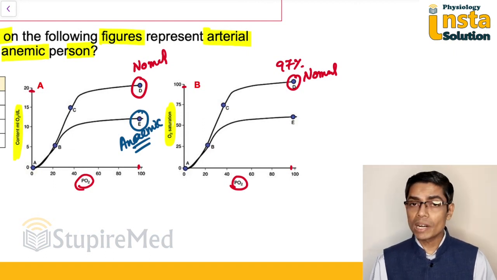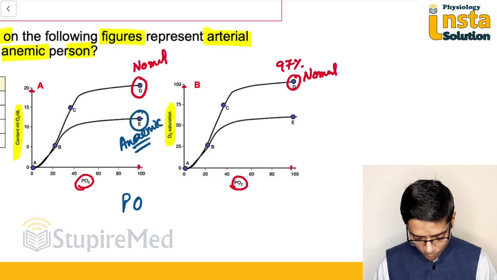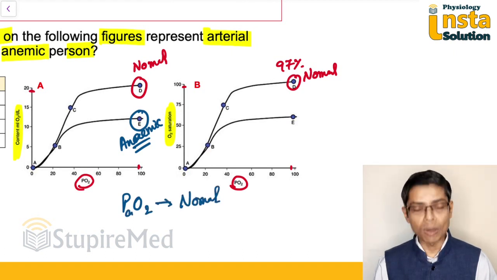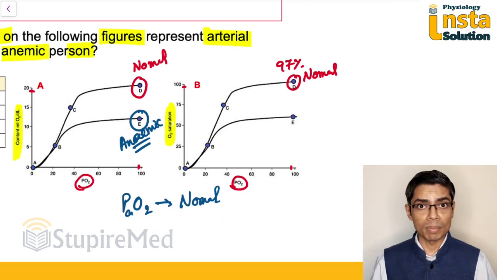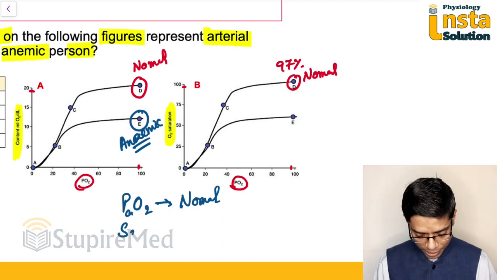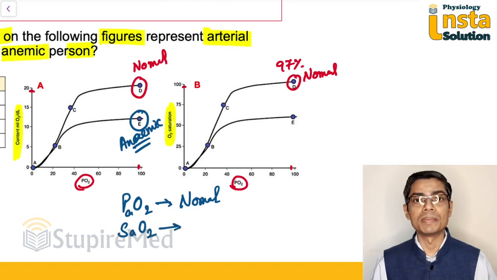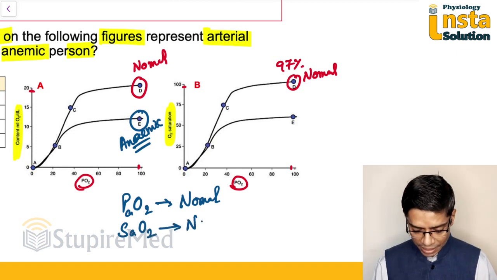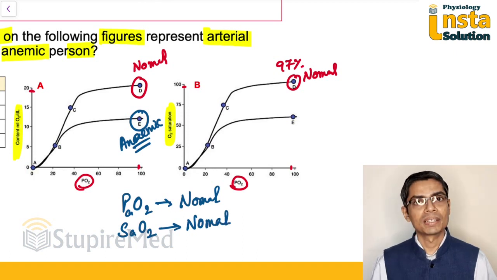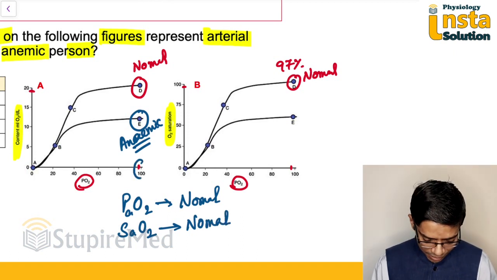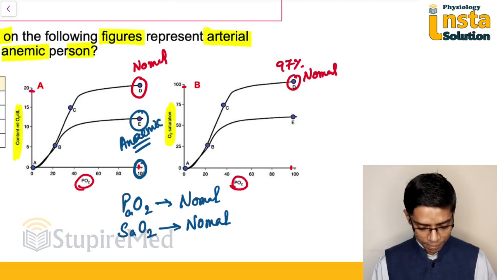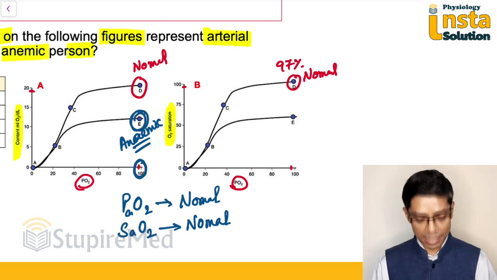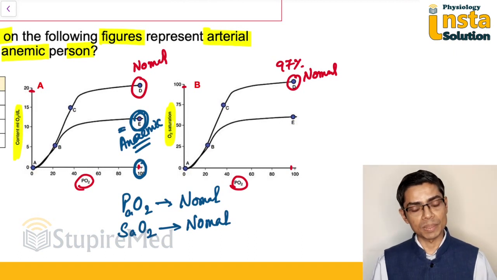But what about the partial pressure of oxygen in an anemic person? Remember, the partial pressure of oxygen in arterial blood in an anemic person is normal. Because of the normal partial pressure, the saturation of the hemoglobin again remains normal. That's why the partial pressure of oxygen is normal, but the oxygen content is low. That means point E in the first curve is the anemic person.